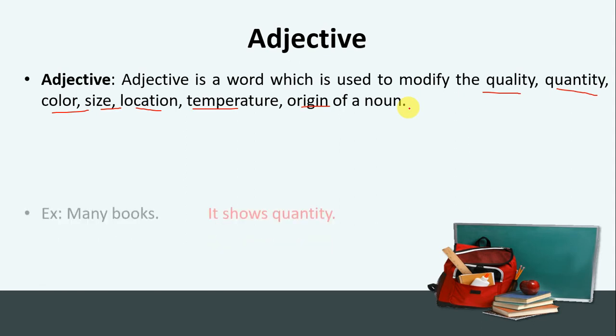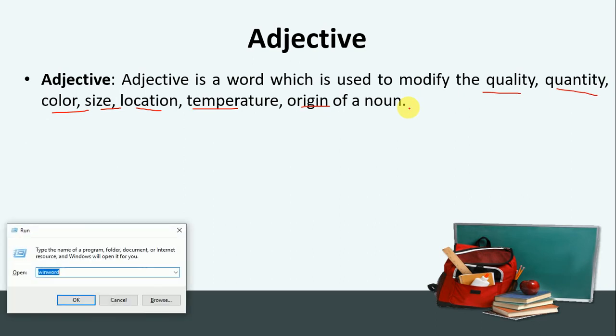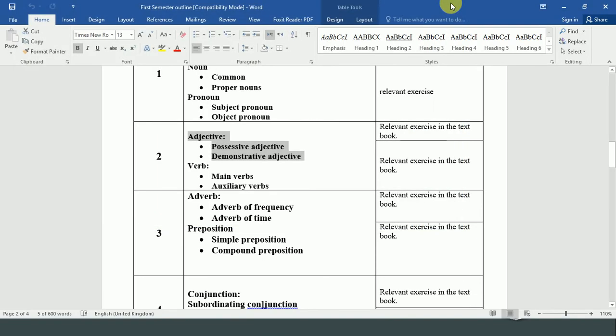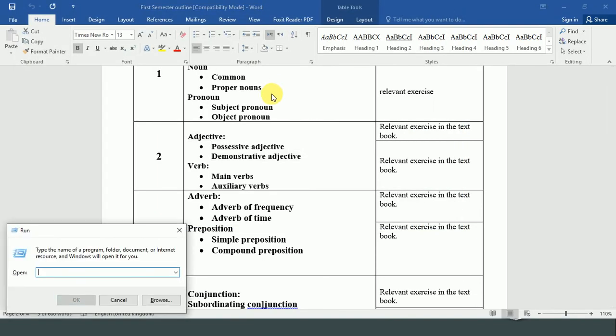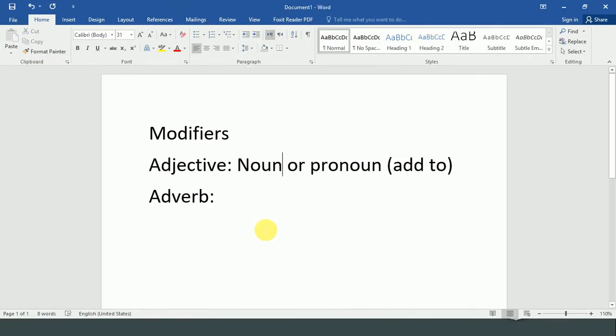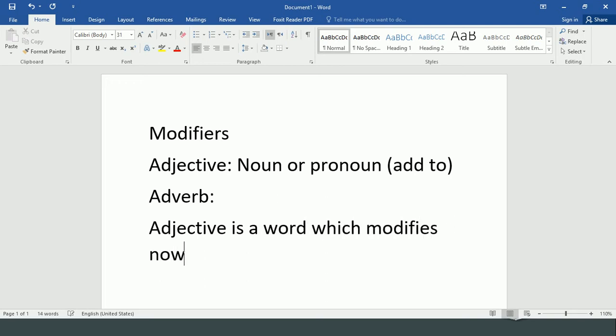So this is the one. There is also one old definition that we can give to this word, and that is: an adjective is a word which modifies a noun or pronoun. A very simple definition. It's a word which modifies noun or pronoun. This is the simplest definition, and it is also generally acceptable.